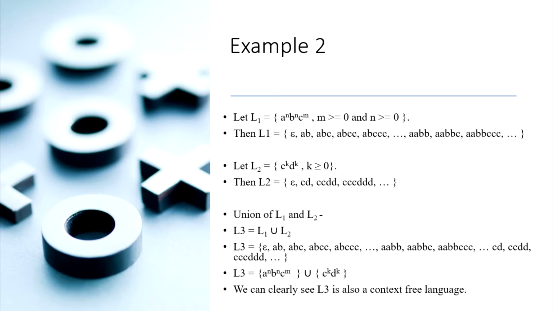This happens for every case and thus we can conclude that if L1 and L2 are context-free languages, then their union will also give a context-free language, and this is the union property of any language. Since context-free languages satisfy this property, we say that context-free languages are closed under union.